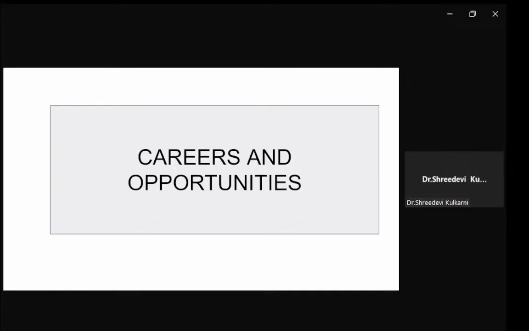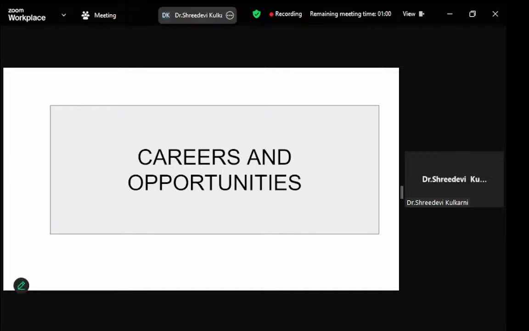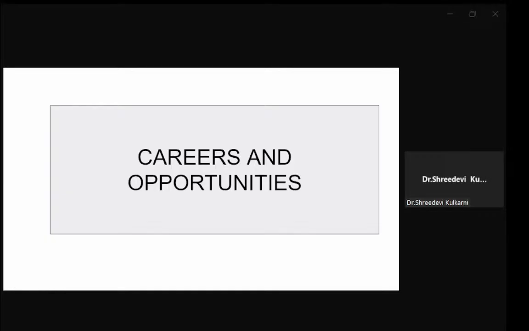The other opportunity is that you can go for higher studies. This being an interdisciplinary domain, it has got a number of avenues. You can further go in for your masters, you can go in for your PhD and postdoctoral levels also. So you have a number of opportunities available in biomedical instrumentation.